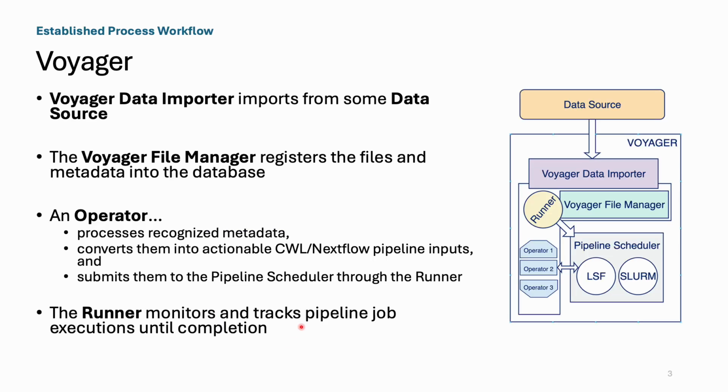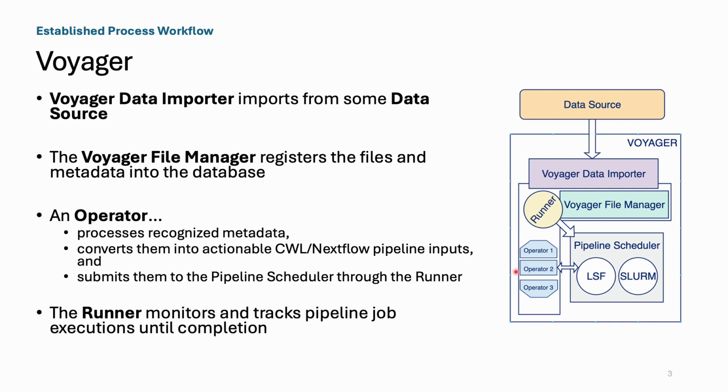To ensure reproducibility and data integrity, the platform begins with structured data ingestion and metadata registration, forming the foundation for downstream analysis. The Voyager data importer imports files and metadata from defined data sources, bringing raw content into the system for processing. Next, the Voyager file manager catalogs and registers these inputs, storing key metadata such as sample information and file paths in the database.